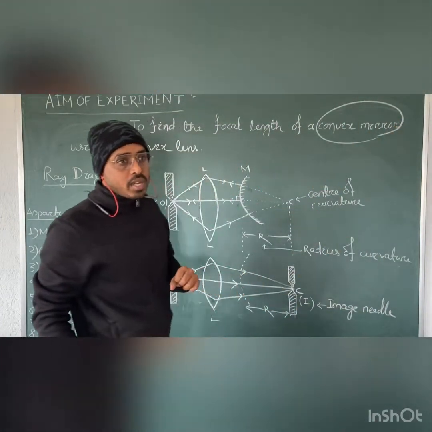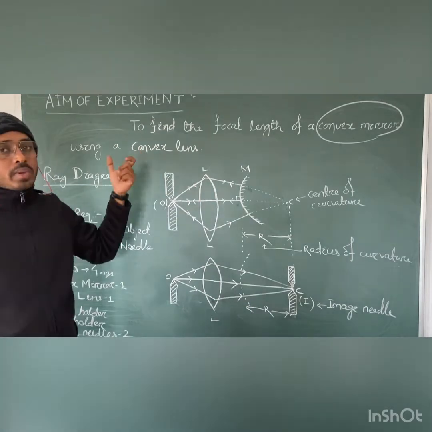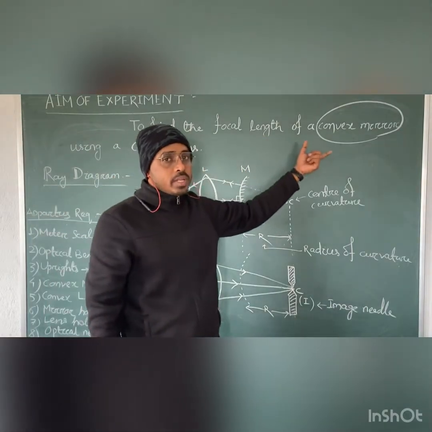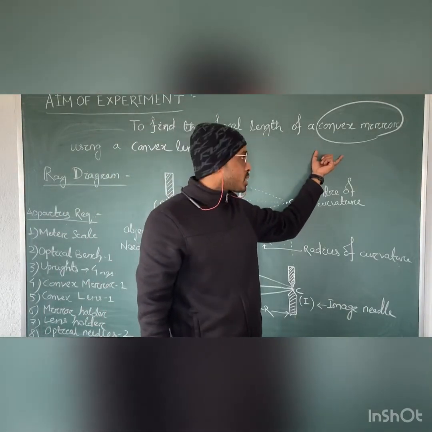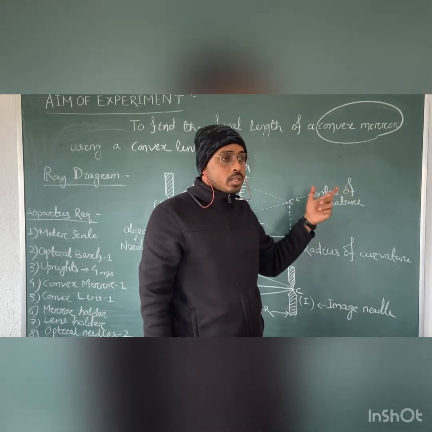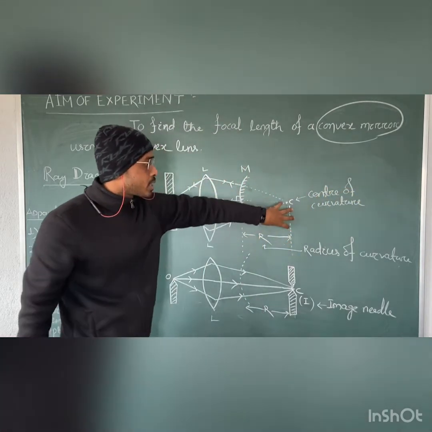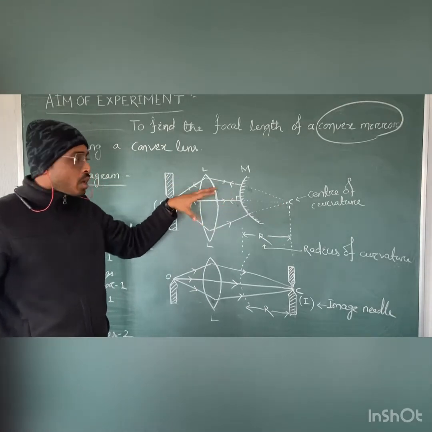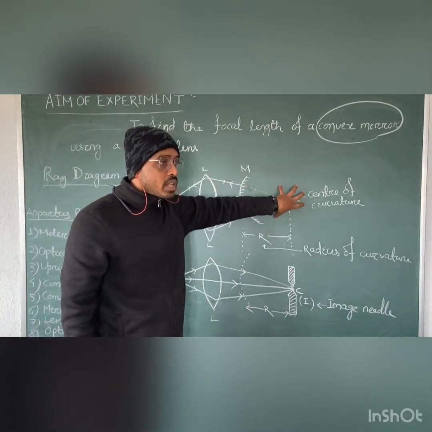First of all, I want to ask you why we cannot find the focal length of a convex mirror without the help of a convex lens. Because the convex mirror produces virtual images. Virtual images means the focal length, the center of curvature and the images are always produced inside the mirror.